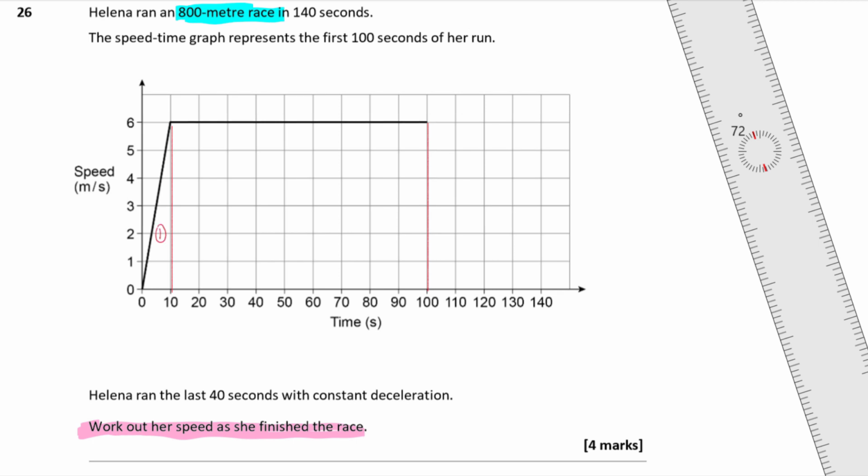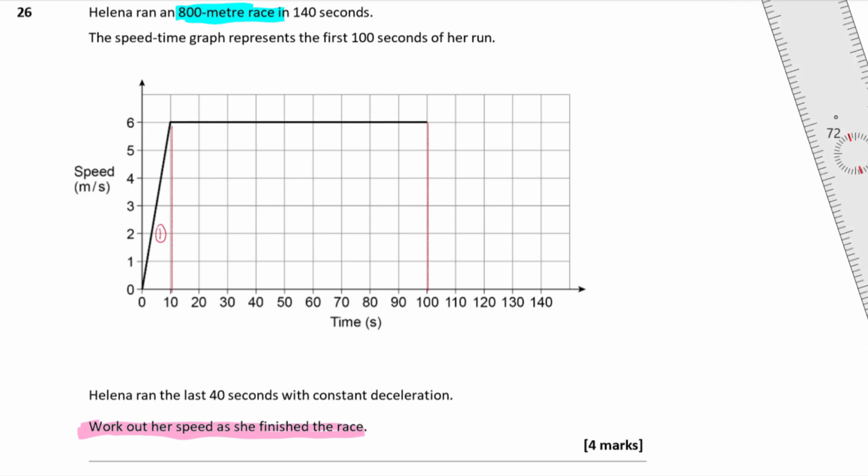So what is the area of this section here then? That one is area 1. Area 1 is a triangle, so half base times height, which is the half of the base, which is 10, the distance from there to there, and a height of 6. So half times 10 times 6, that's 30. So 30 meters was traveled in that little triangle bit.